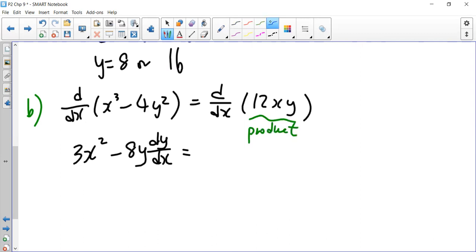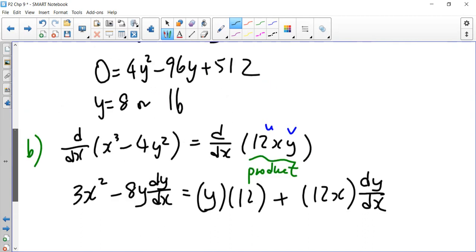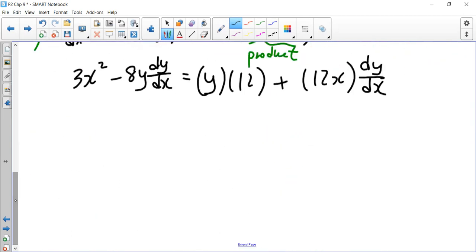That's your u, that's your v. So 12x is your u, v is your y. Okay, let's do it. v times du: differentiate 12x, 12, plus u times dv: differentiate y, it's just dy by dx.